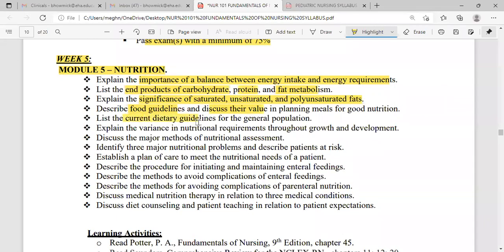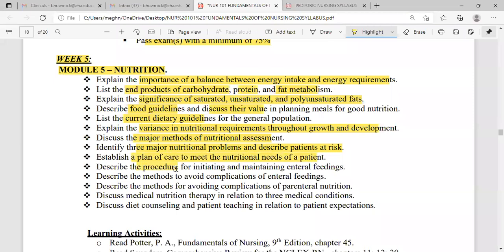List the key dietary guidelines and the variance in nutritional requirements throughout growth and development. Also measure methods of nutritional assessment. Identify the 3 major nutritional problems and describe patients at risk. Kwashiorkor, marasmus, vitamin E deficiency, every student must know. Establish the plan of care to meet nutritional needs.